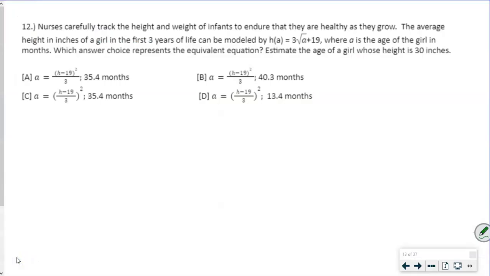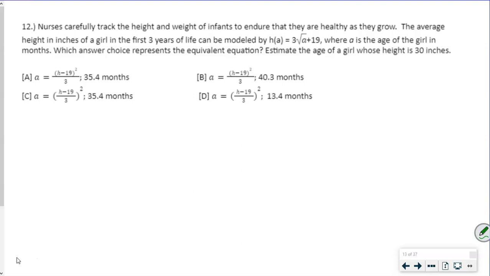Okay, so this next one says nurses carefully track the height and weight of infants to ensure, that should say ensure, y'all, that they are healthy as they grow. The average height in inches of a girl in the first 3 years of life can be modeled by the equation h of a is equal to 3 times the square root of a plus 19, where a is the age of the girl in months. Which answer choice represents the equivalent equation? Estimate the age of the girl whose height is 30 inches.